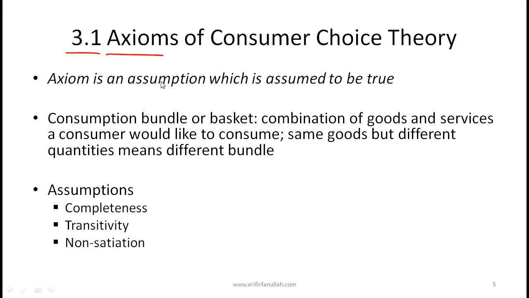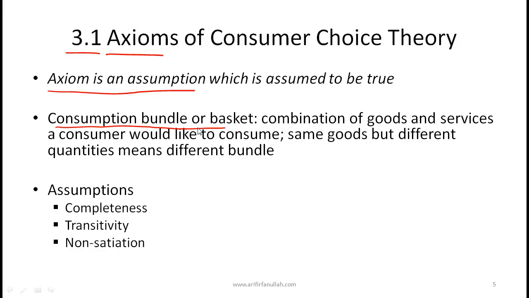How many people know what an axiom is? Given right here, an axiom is simply an assumption which is assumed to be true. So in order to build theories, you need to make certain assumptions. If we are developing or understanding the consumer choice theory, we should first understand what these assumptions are which must hold true to come up with this theory. Before I explicitly talk about the three assumptions, let's just make sure we understand what a consumption bundle is.